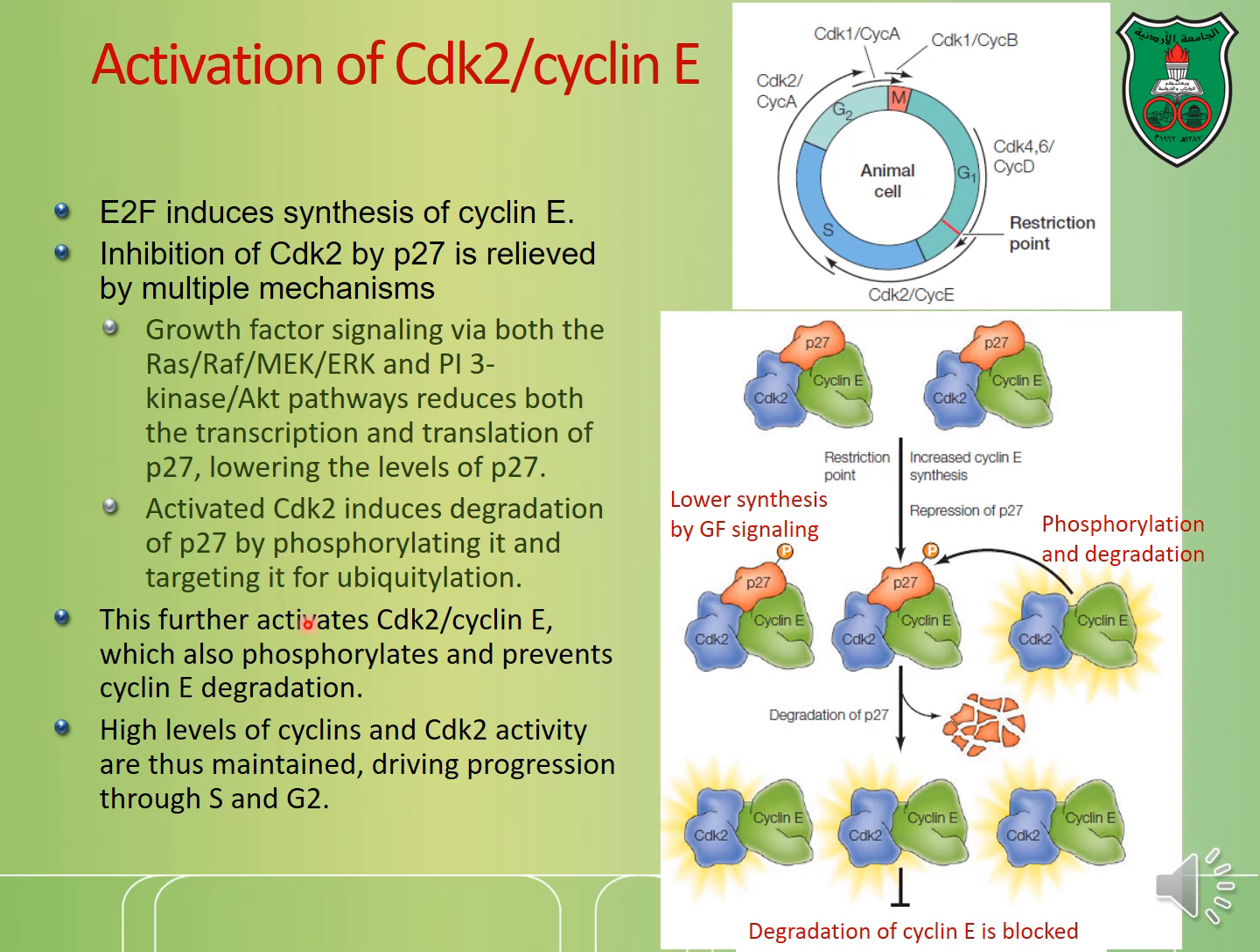Now what happens is that once you have P27 inhibited, the cyclin E cyclin-dependent kinase complex would be more active, phosphorylating many proteins, including cyclin E itself. And when cyclin E is phosphorylated, it becomes more stable. Now, this high level of cyclin E and CDK2 would then be maintained, allowing cells to go through the S phase as well as the G2 phase. Remember, cyclin-dependent kinase 2 is important for both the S phase as well as the G2 phase.